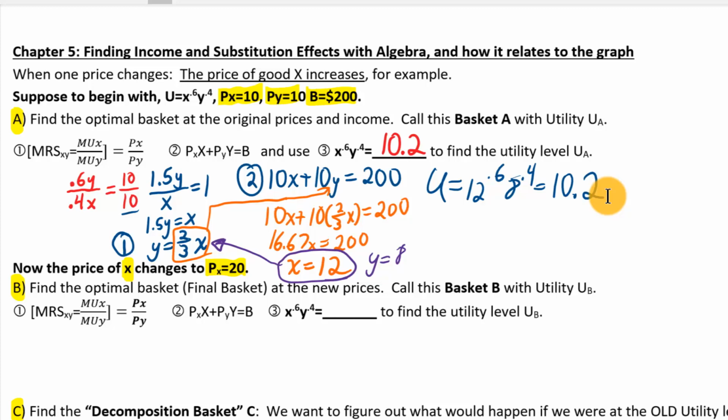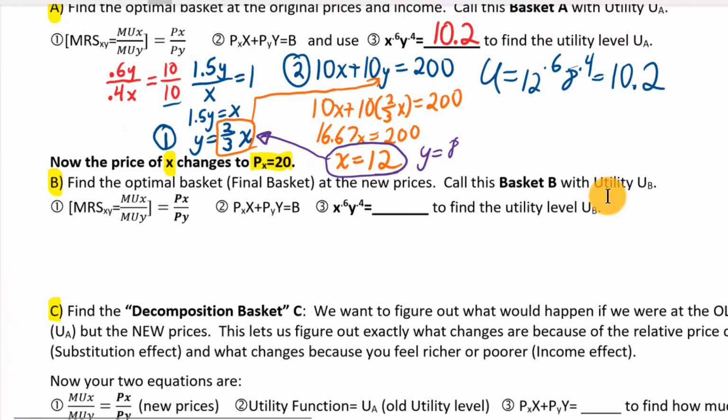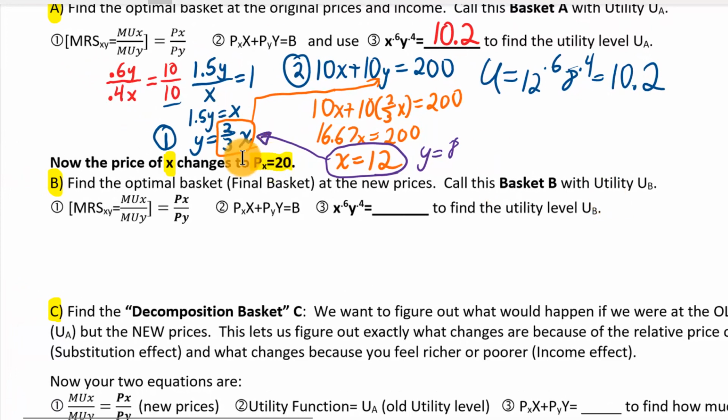Now the price is going to change of something. And so in this problem, the price of x is going to change to $20. Let's solve these problems again. So we have the marginal rate of substitution equals the price of x over the price of y. Now this marginal rate of substitution part, the 0.6y over the 0.4x, isn't going to change. That represents this person's preferences. And unless something about a problem says their preferences are changing, then we don't mess with that.